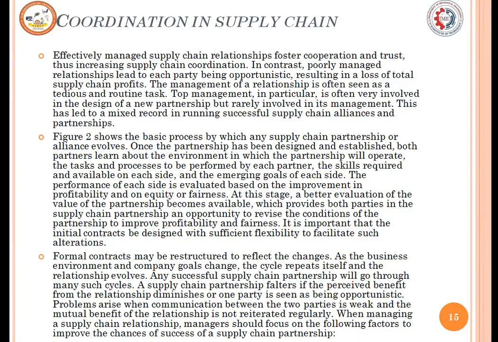A supply chain partnership falters if its perceived benefit from the relationship diminishes, or one party is seen as being opportunistic. Problems arise when the communication between the two parties is weak and the mutual benefit of the relationship is not reiterated regularly. When managing a supply chain relationship, the manager should focus on the following factors to improve the chances of success of a supply chain partnership.